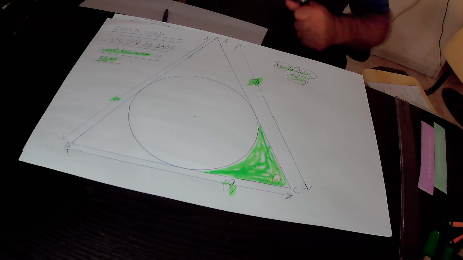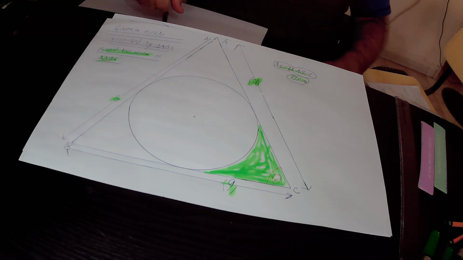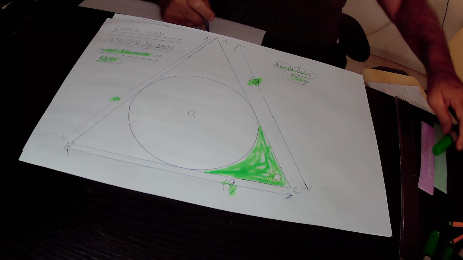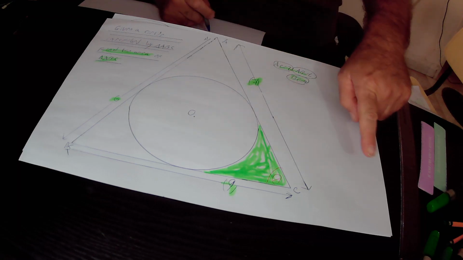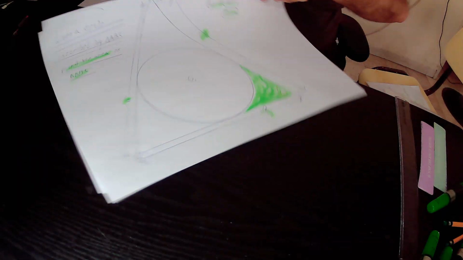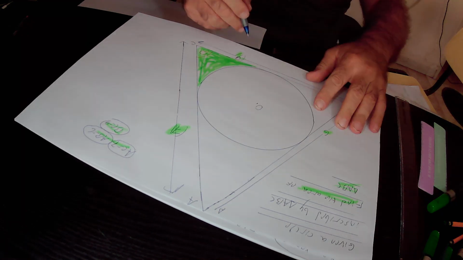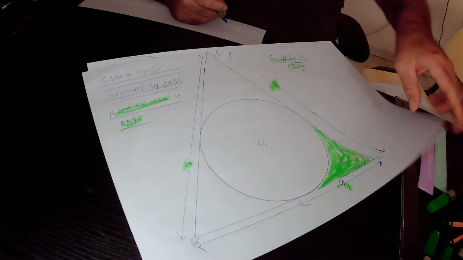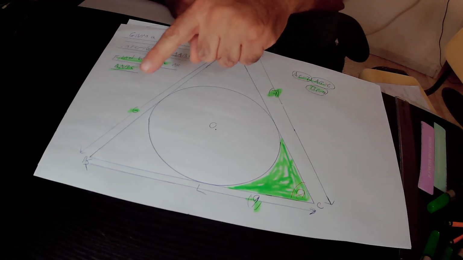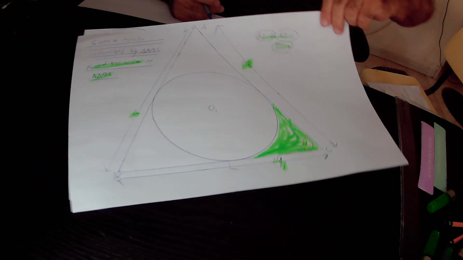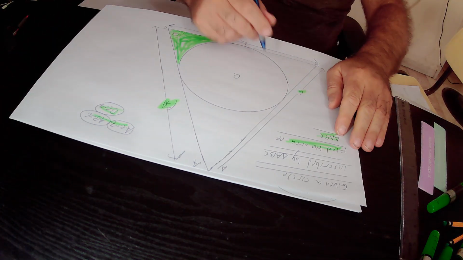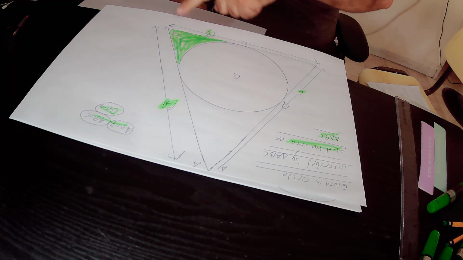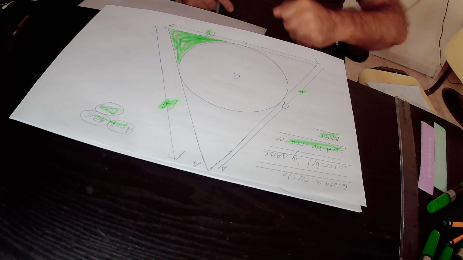In the next step, we define the center of this circle. This point is point O. We define the point of tangency of tangent BC with this circle. This point is point L. Likewise, we define the point of tangency of tangent AB with this circle. This point is point Q. And finally, the point of tangency of tangent AC with this circle is point P.